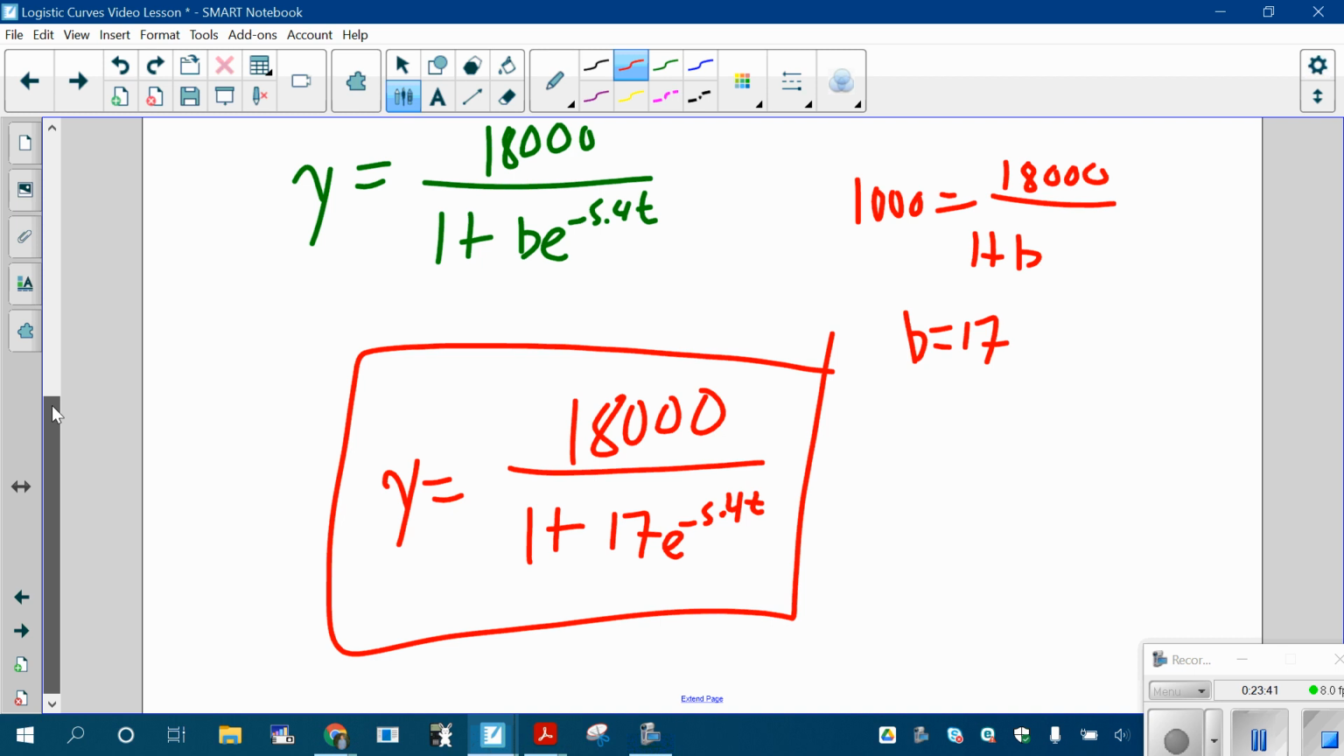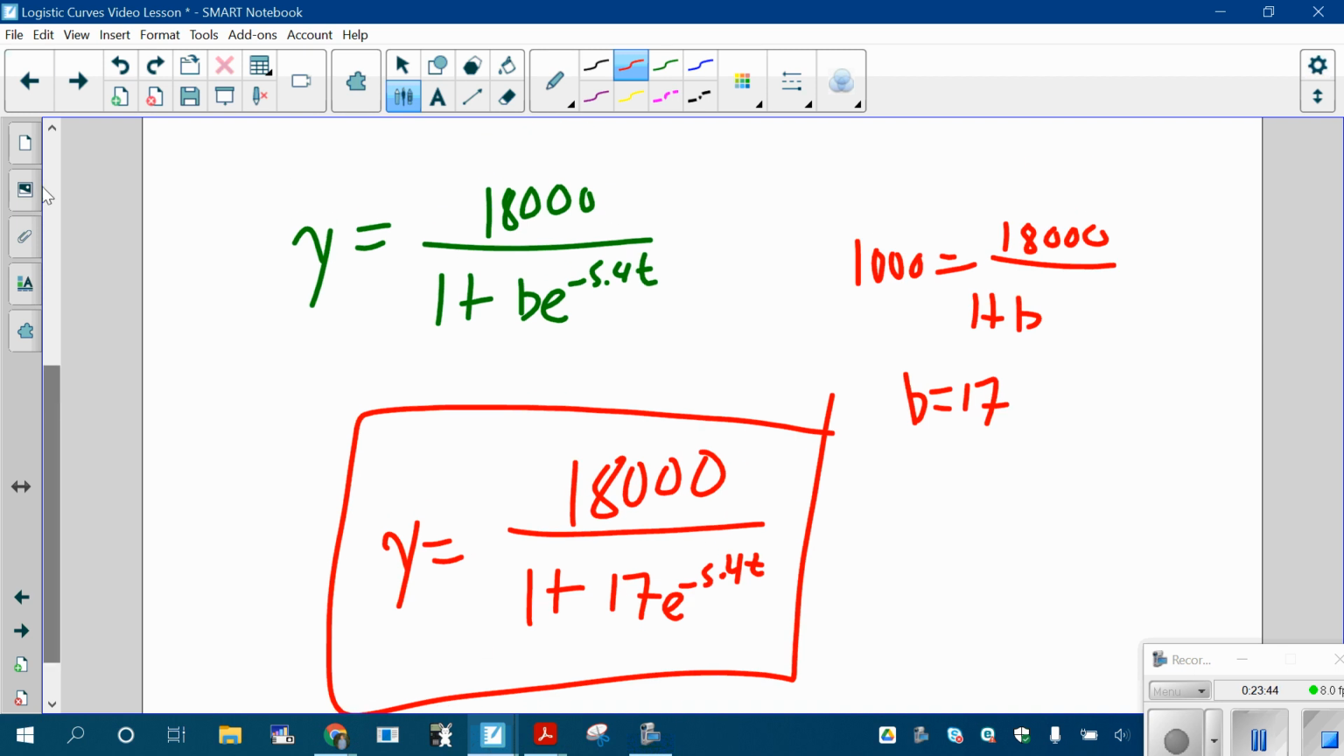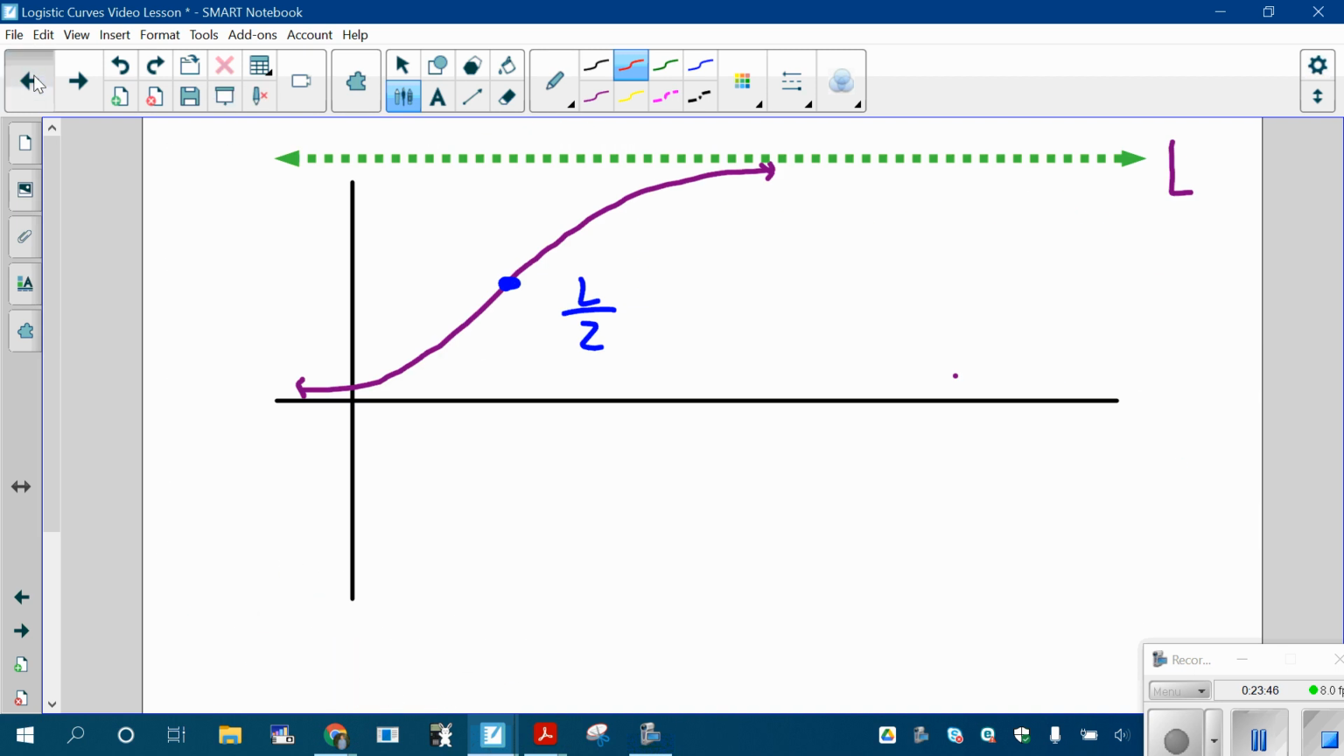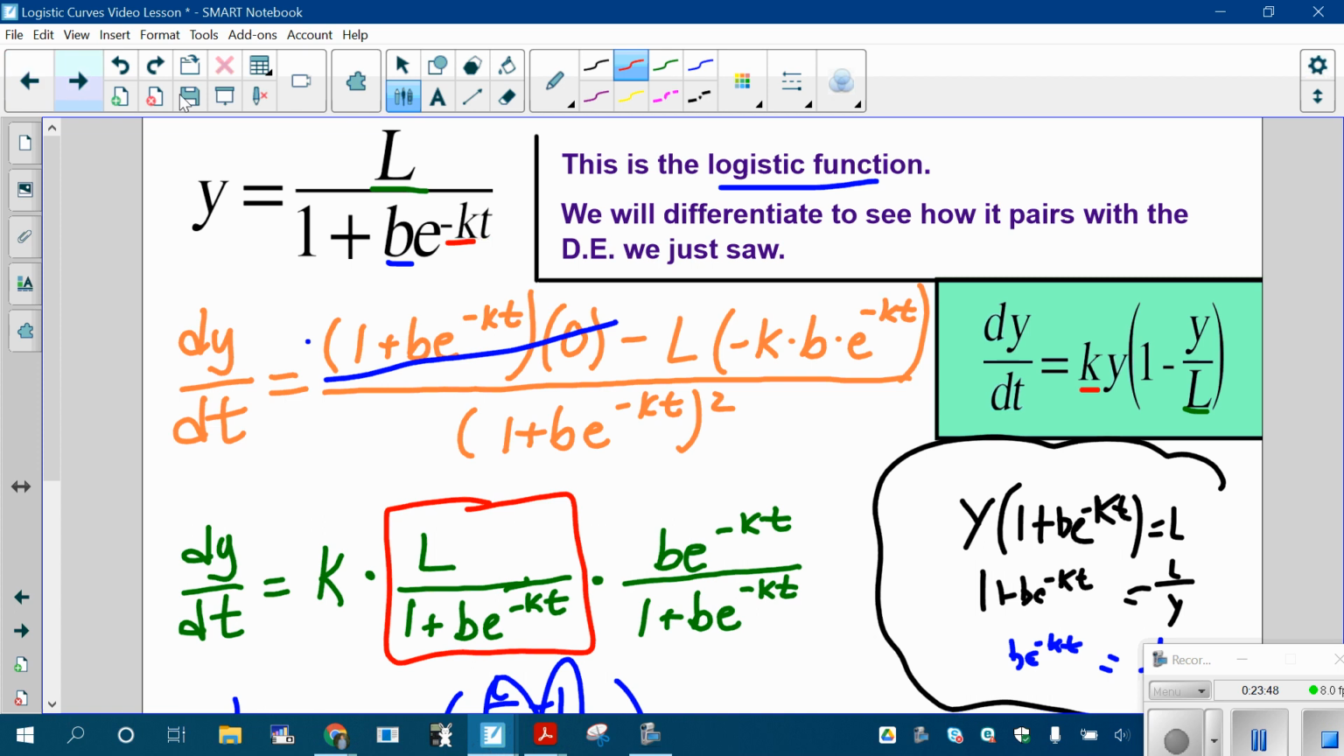Cool. We're going to pause there. This is definitely something that you need to memorize. Going all the way back to the beginning, you need to be able to look at this differential equation and tell that the solution looks like this.